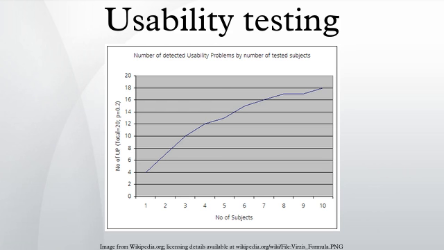Nielsen's usability heuristics, which have continued to evolve in response to user research and new devices, include visibility of system status, match between system and the real world, user control and freedom, consistency and standards, error prevention, recognition rather than recall, flexibility and efficiency of use, aesthetic and minimalist design, help users recognize, diagnose, and recover from errors, help and documentation.